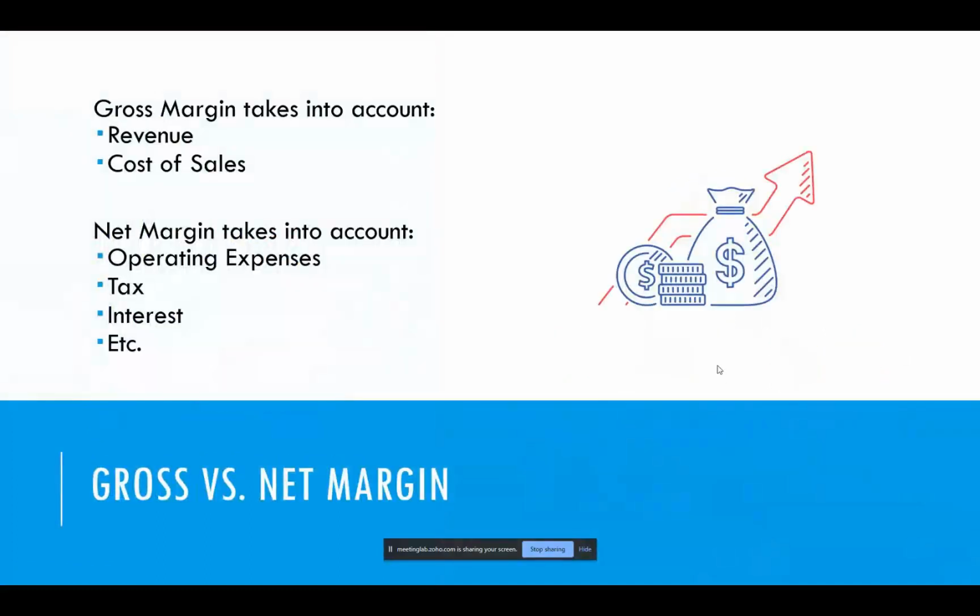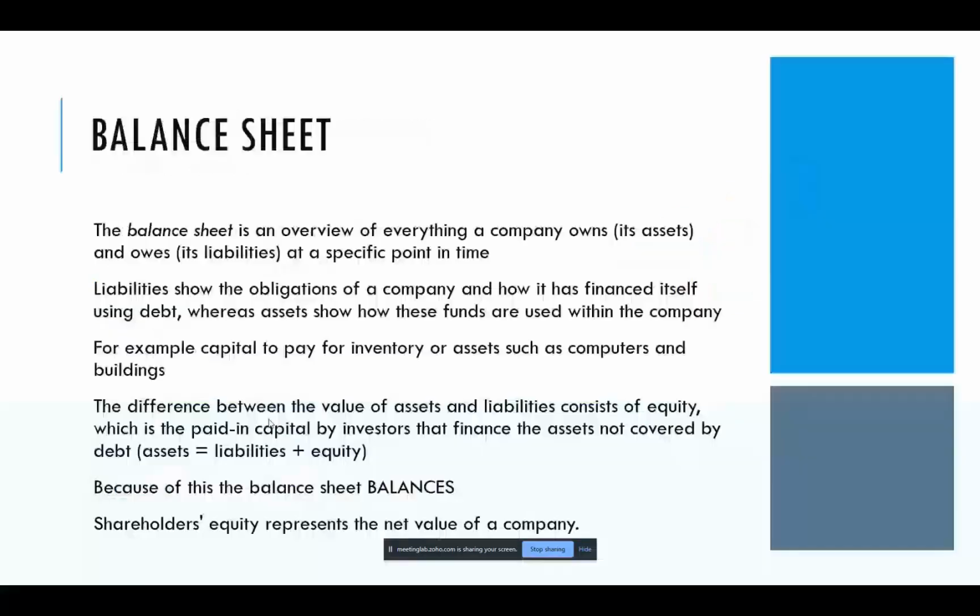Very important for a startup to have a look at some of these key metrics that they can be tracking over time. Gross margin takes into account your revenue and your cost of sales. Your net margin then takes into account, after your cost of sales, your operating expenses, tax, interest, etc. So it's your net margin. So these are some key metrics to have a look at to evaluate your business over time.